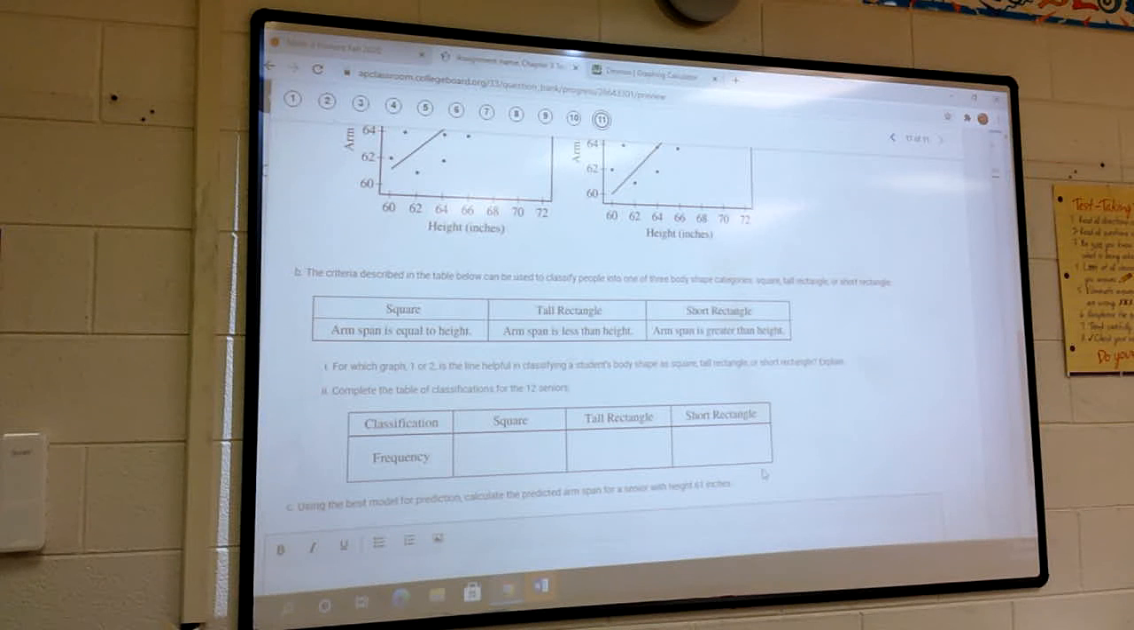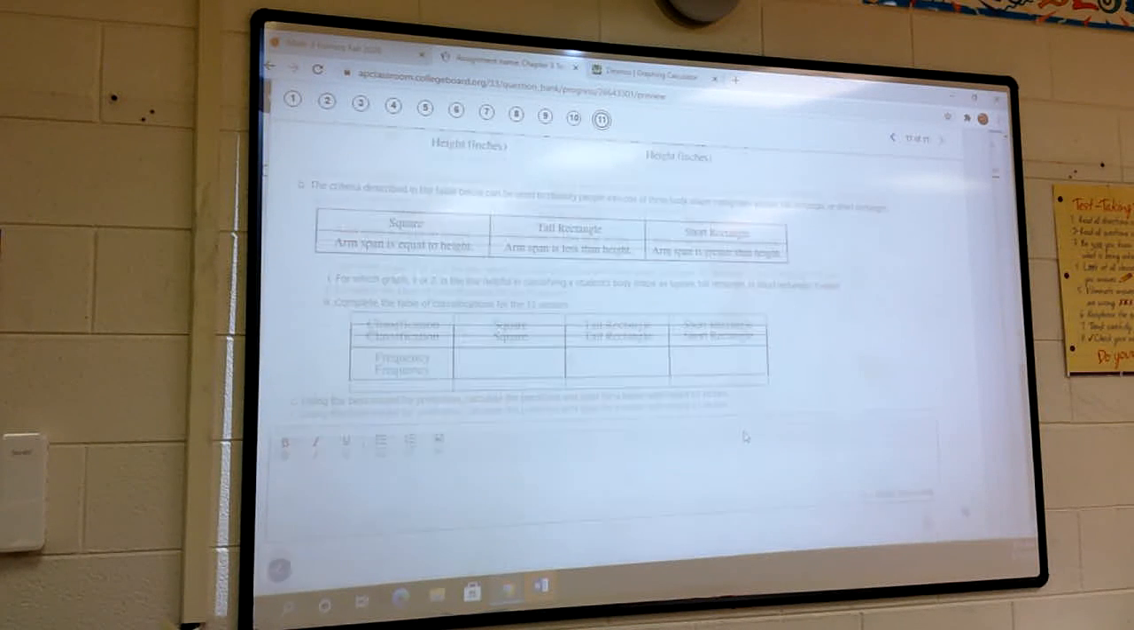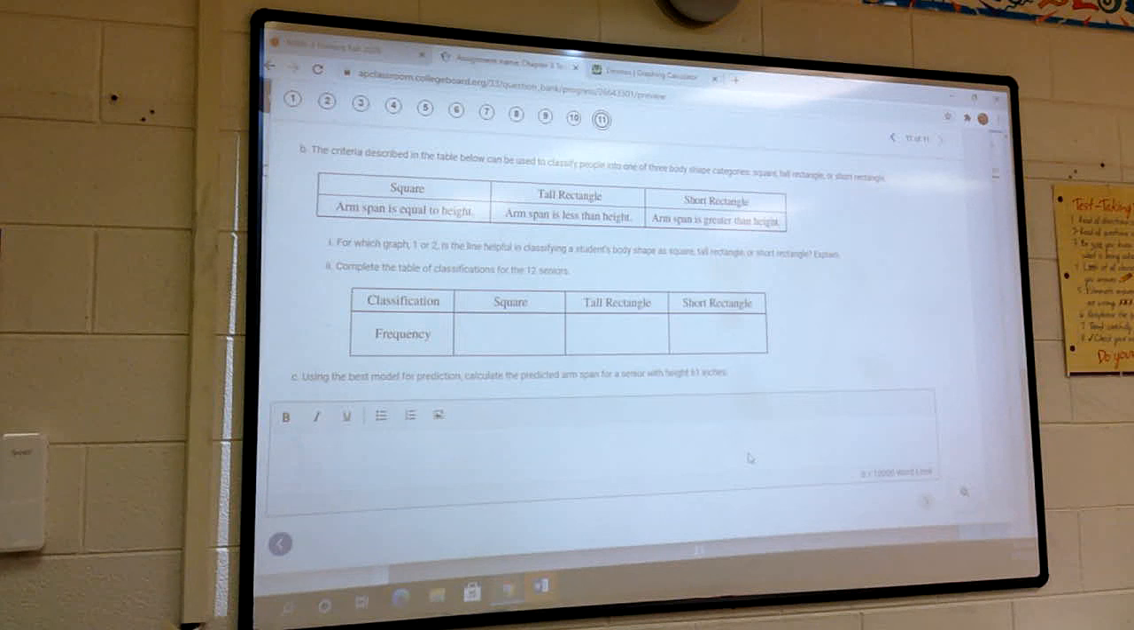Then it says, using the best model for prediction, so using the prediction equation they gave you before, calculate the predicted arm span for a senior with a height of 61 inches. So you use the prediction equation given to you and show your work, how you plugged it in. Calculate the predicted arm span for a senior with a height of 61 inches. And that is the entire Chapter 3 test.